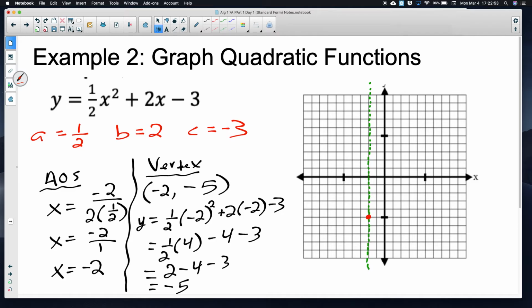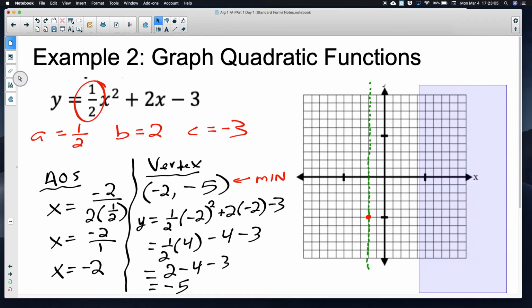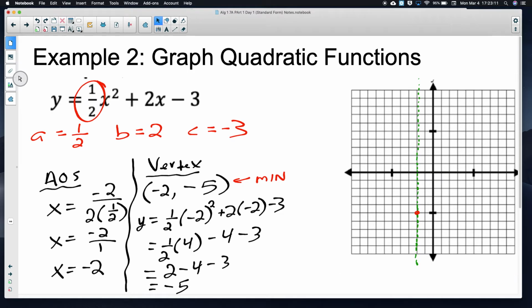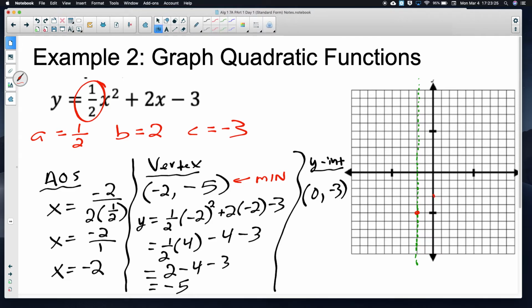Because my a value is positive, I know that this is going to be a minimum, and it's going to open up. So now I got to figure out, let me move this to the side a little bit so we can get a little bit of room. My y-intercept, I'm just going to plug in 0 for x and look at my c value, and I get out (0, -3). So (0, -3), it's going to be right there. So because this point is 2 to the right, because of symmetry, I know that 2 to the left, there's going to be another point.